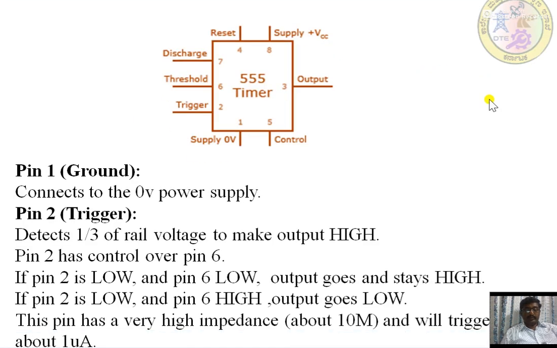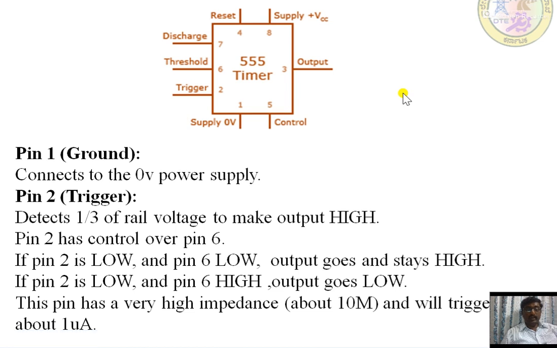See here, this one is the 555 timer. This is also a pin diagram, showing how it is normally used. Pin number 1 is the ground, that is, it connects to the 0-volt power supply. Pin number 2 is the trigger, which detects 1/3 of the rail voltage to make the output high, and pin number 2 has control over pin number 6. If you are going for astable operation, then pin number 2 and 6 are shorted.